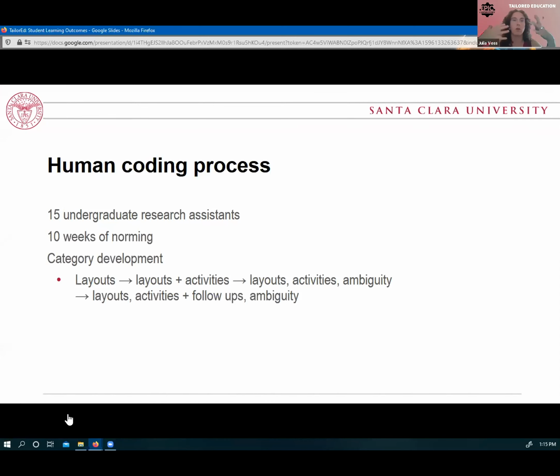Are they listening to a lecture? Are they talking to each other? And then we also introduced follow-up questions to specify even further what those activities are. And lastly, the idea of ambiguity. How clear is it, one, what's happening, or two, to what extent are the students pictured in the photos unified in what they're doing versus different students doing different things?